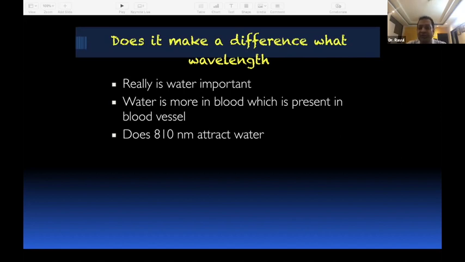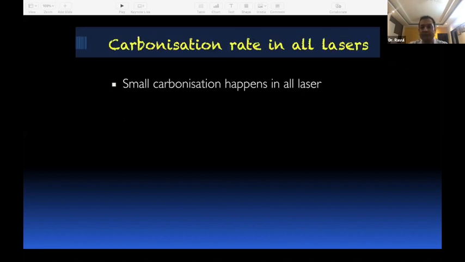So what wavelength? Water is important, but we don't know the exact mechanism of why the vein blocks. There are 4 to 5 mechanisms and a lot of publications on each one of them, if you go into detail. So really, what wavelength you use doesn't make a difference. Yes, the type of fiber makes a difference.